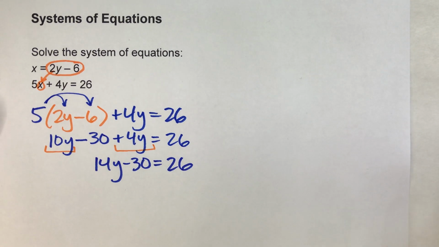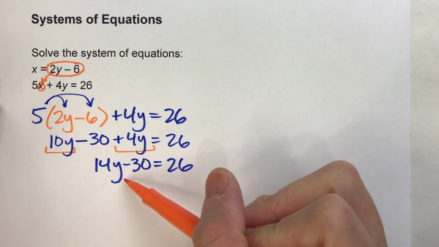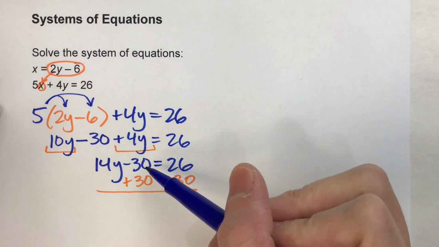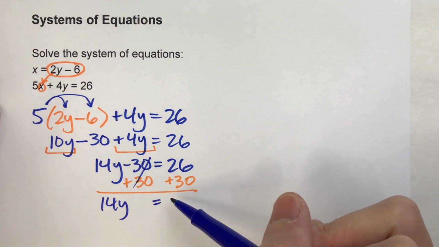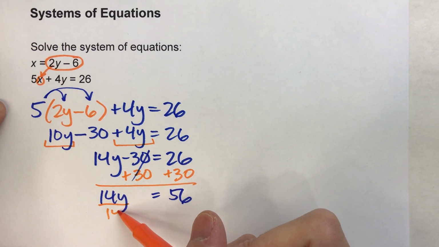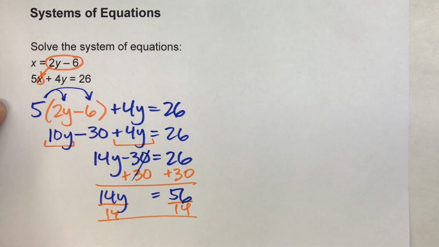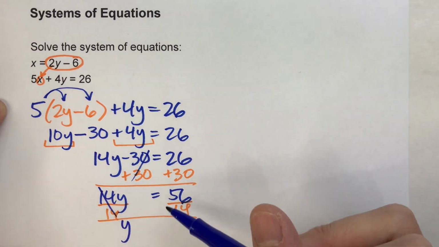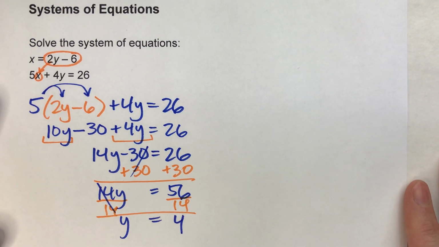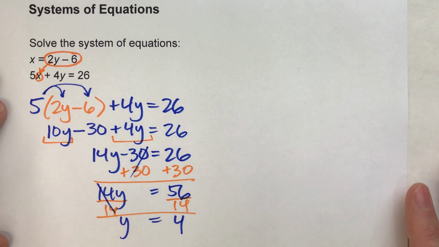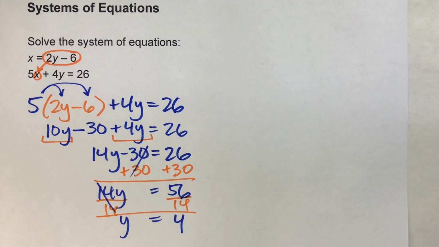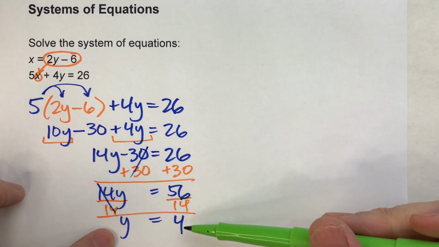But notice, now I can solve this equation pretty easily. I'm going to add 30 to both sides. And I get 14y equals 56. And then I'll just divide both sides by 14. I end up getting y equals 4. All right, so I just found the y coordinate of my point of intersection, or half of the solution to the system. All right, now I'm almost done, but I'm still not done because I got y.